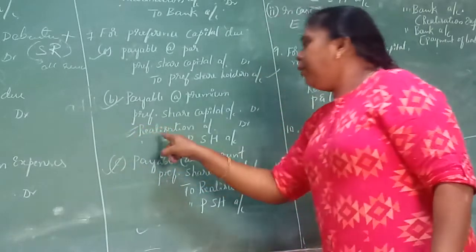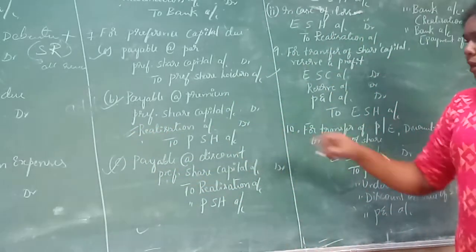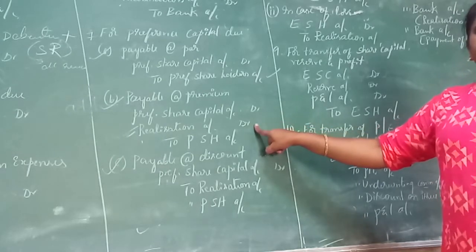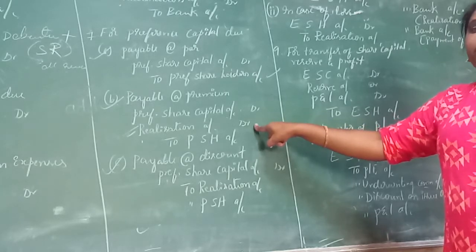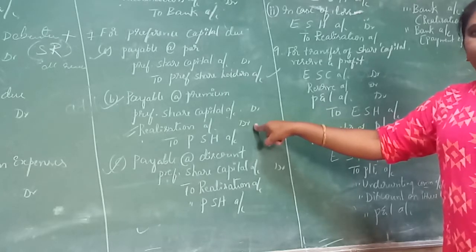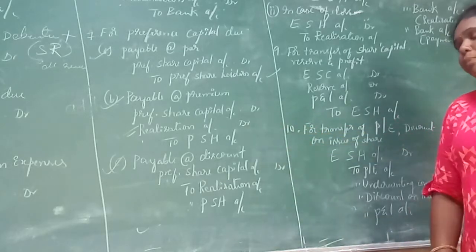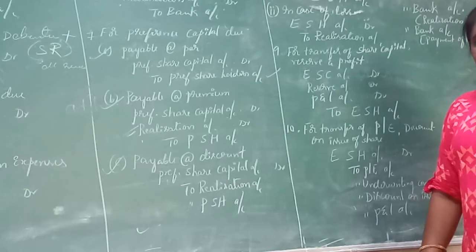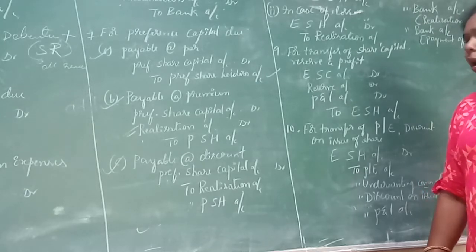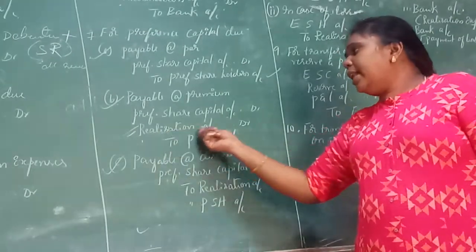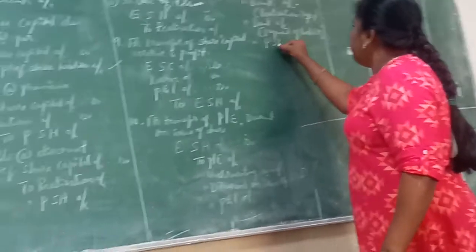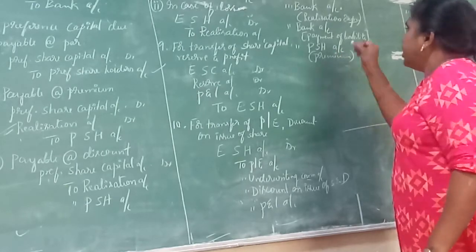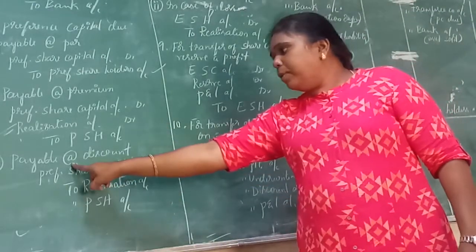Why have we written realization on the debit side? If you pay a premium, it's a loss for the company. The company has received 5 lakh preference share capital. At the time of repayment, it is paying 6 lakh, meaning 1 lakh premium. It's a loss for the company. Loss means nominal account rule: debit all expenses and losses, credit all incomes and gains. So that's why we are going to debit realization. In the realization account, you are going to write "to preference shareholders account", that is premium on payment of preference share capital.